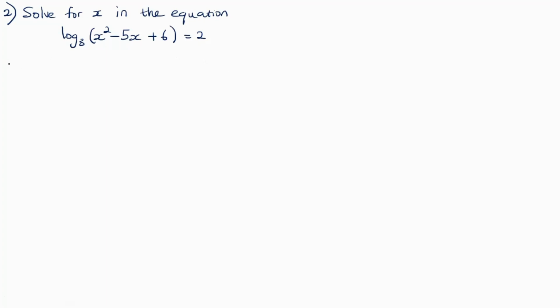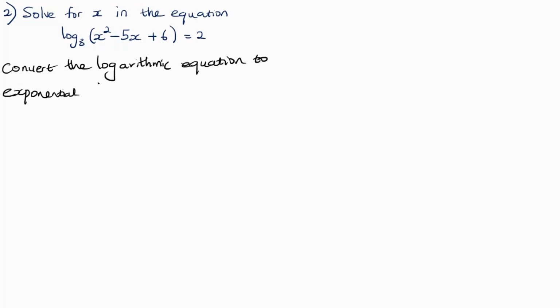So the first thing, guys, we want to do is to convert the logarithmic equation to an exponential form. Doing that, we have the argument x squared minus 5x plus 6 is equal to the base, 3, raised to the power of the exponent, which is 2. So this becomes x squared minus 5x plus 6 is equal to 3 squared, which is going to give us 9.